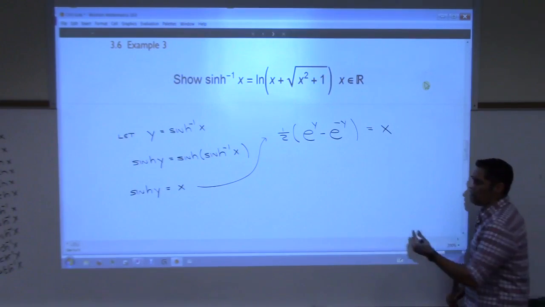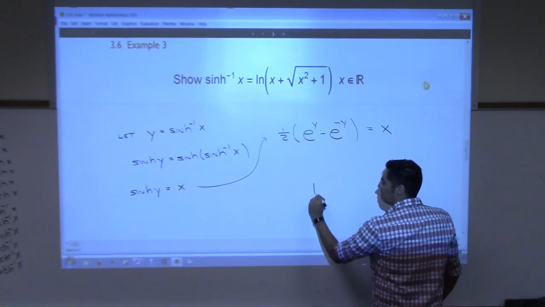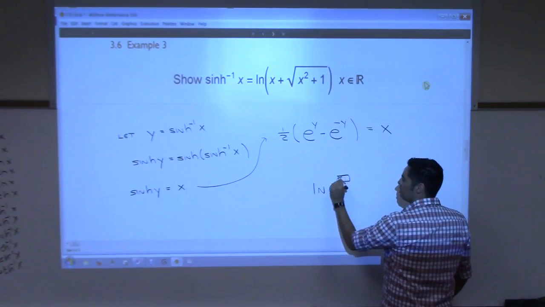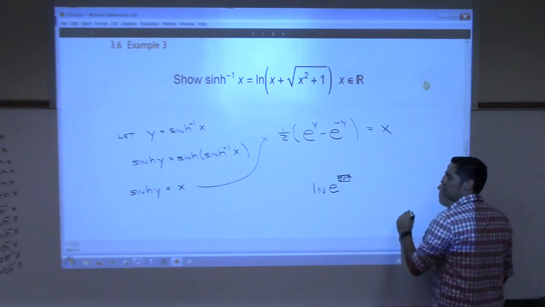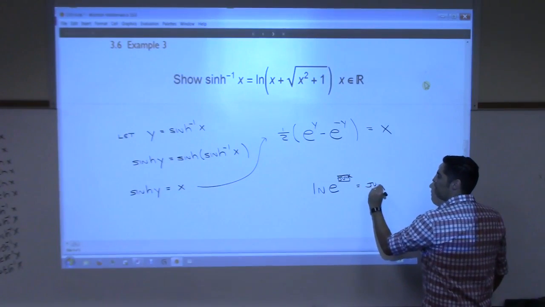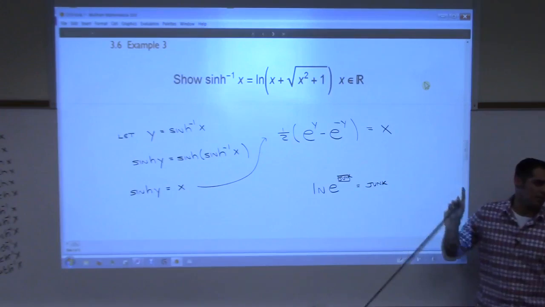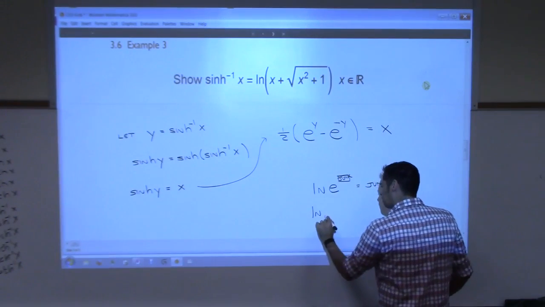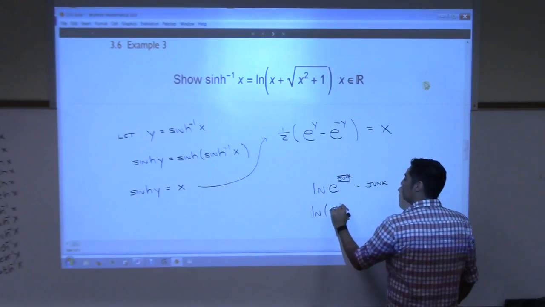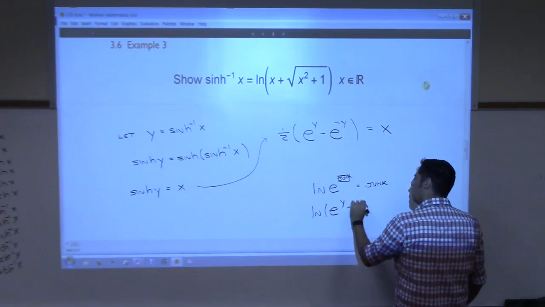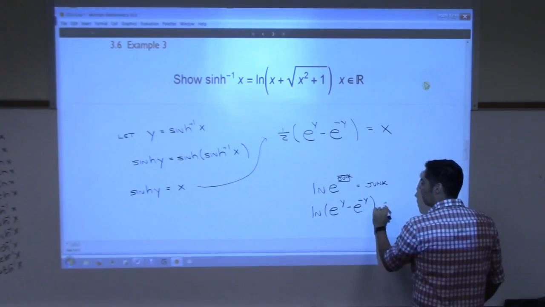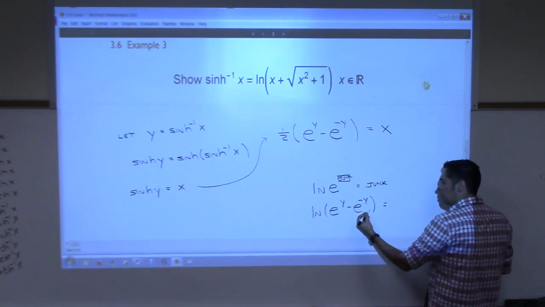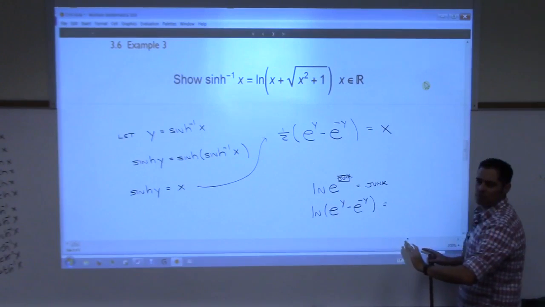Let me remind you of the property of logs that we could use. The natural log of e to junk, it doesn't matter what that is, just the junk, right? The natural log and the e wipe each other out. Yes? But what about the natural log of e to the y minus e to the negative y? Can I just do that? Can I distribute the natural log through? Absolutely not. There's nothing you can do.